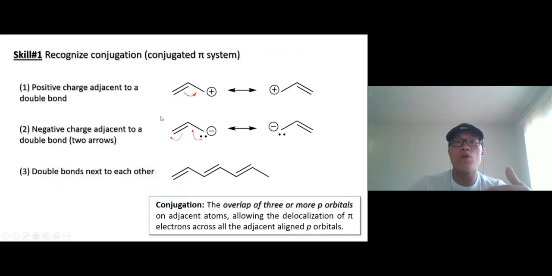You have to be able to recognize the conjugation, or conjugated pi system. So you have to be able to find the pi bond, basically. All right, let's take a look here. If you see a positive charge, which is a carbocation, it has a p orbital in it. A positive charge adjacent to a double bond, those are conjugation. Okay. A negative charge next to a double bond is also conjugated, right? You can delocalize it.